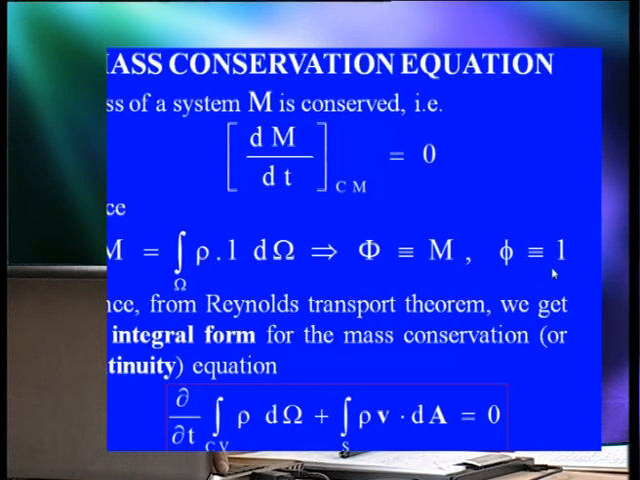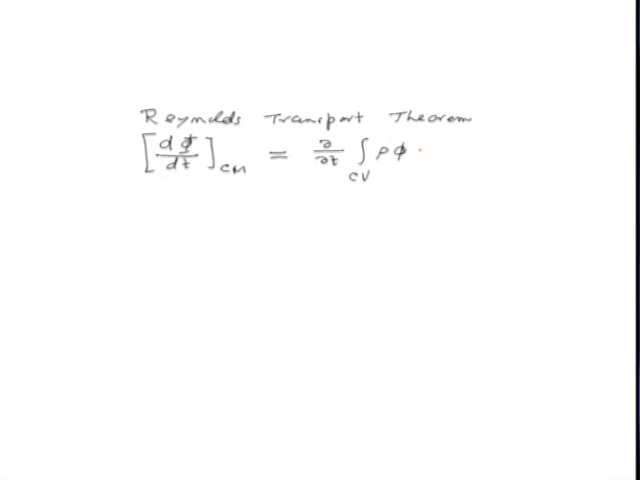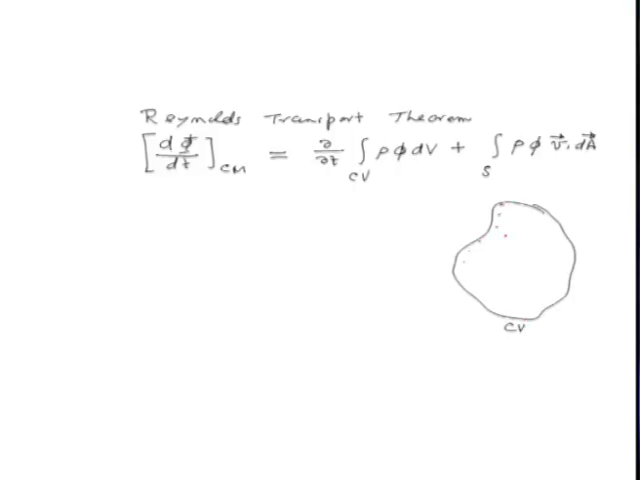So, if we go back to our Reynolds transport theorem, for a quantity capital phi, d capital phi over dt for the control mass was given as del by del t of the control volume integral of rho small phi dV plus the surface integral of rho phi V dot dA, and this holds true for an arbitrary control volume, and Cm can be identified as the system which occupies this control volume at any time instant capital T.